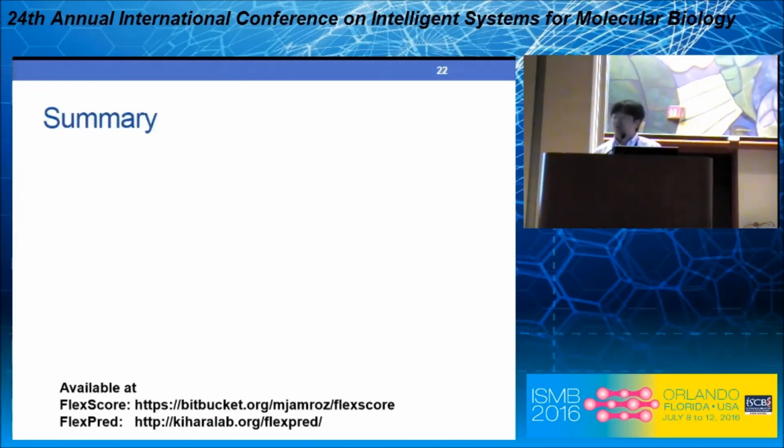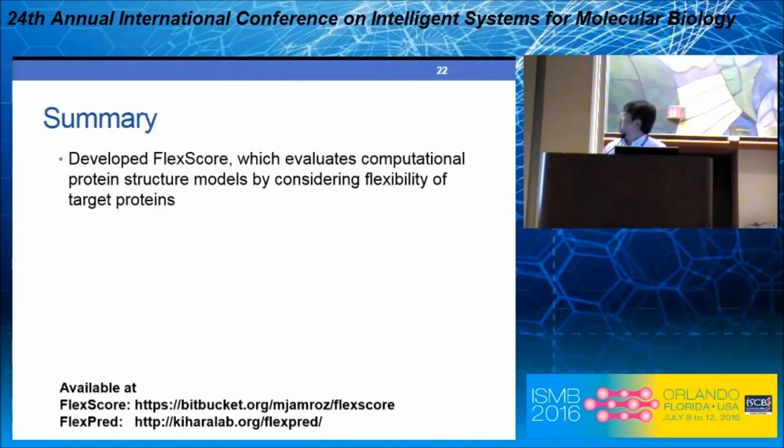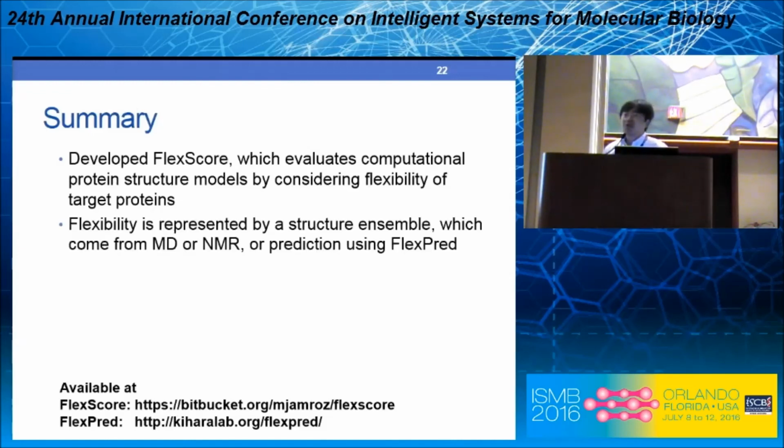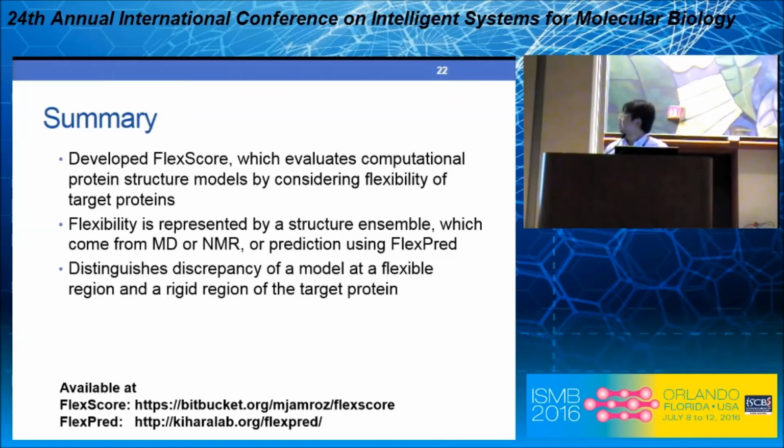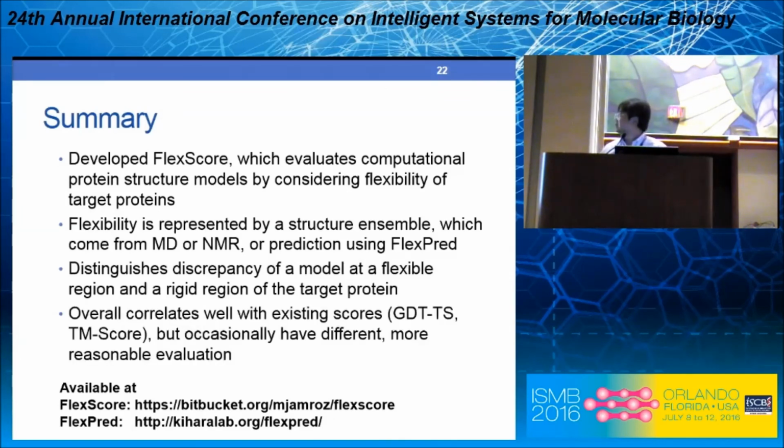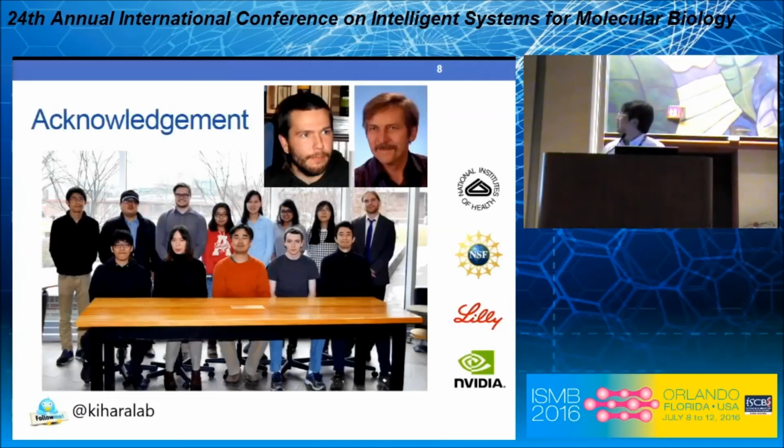Okay, so the summary is that we developed FlexScore, which considers flexibility taken from MD or NMR. It distinguishes discrepancy at the core region and the tail regions. Overall, it correlates very well, but there was some discrepancy between FlexScore and conventional scores, but I believe FlexScore is reasonable. And thank you very much.